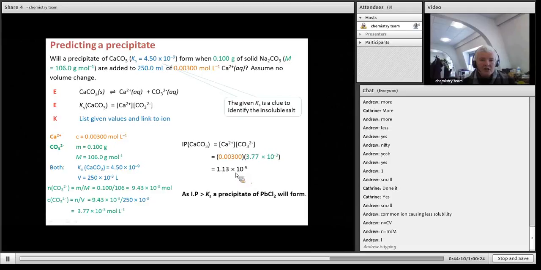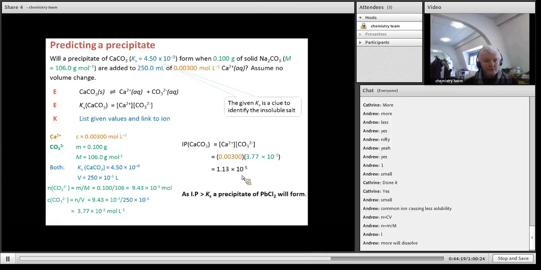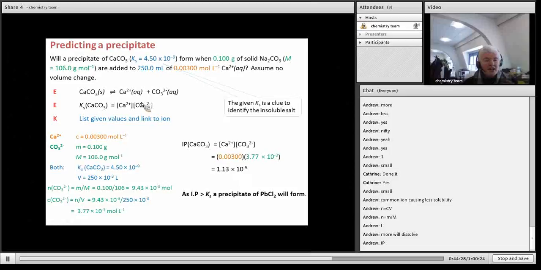So which of these is bigger, the Ks or the IP? Okay, the IP is bigger. And because the IP is bigger, the equilibrium is going to shift, because, remember, an IP means it's not an equilibrium. So which way is the equation going to go? Perhaps I shouldn't use the word equilibrium shift. Which way is the equation going to go to try and reach equilibrium?